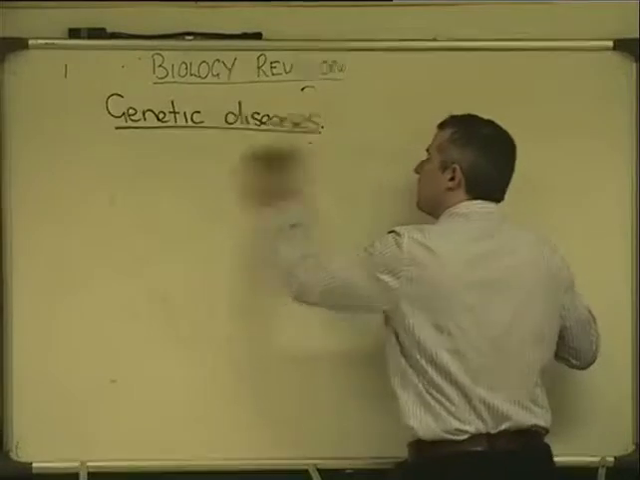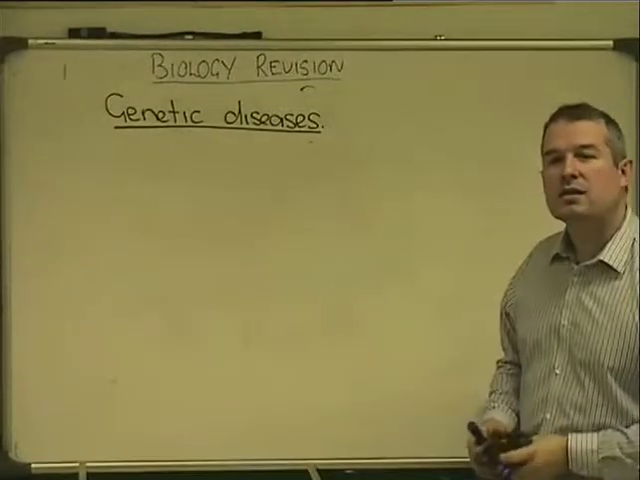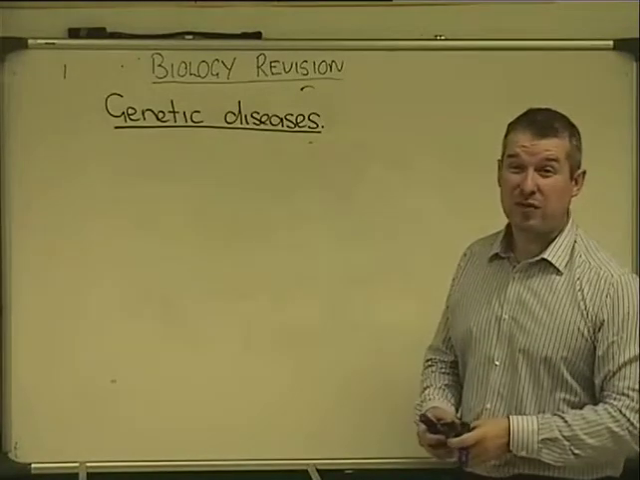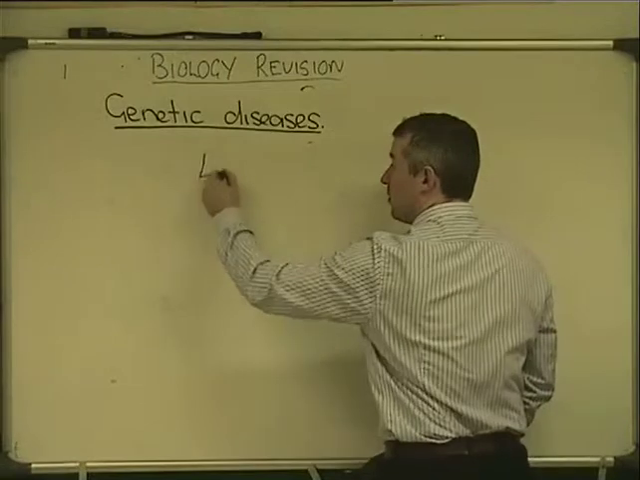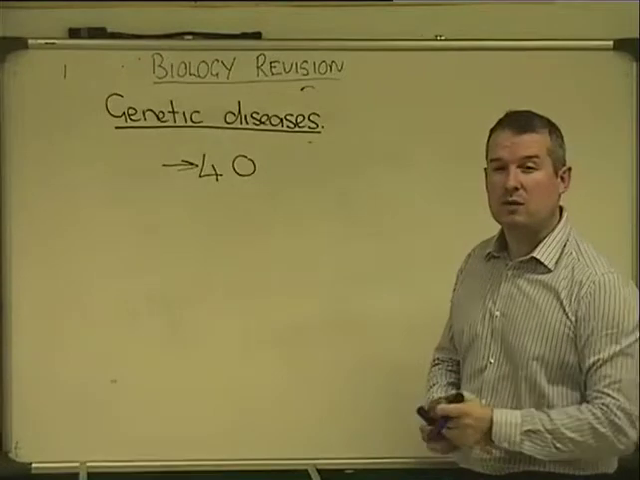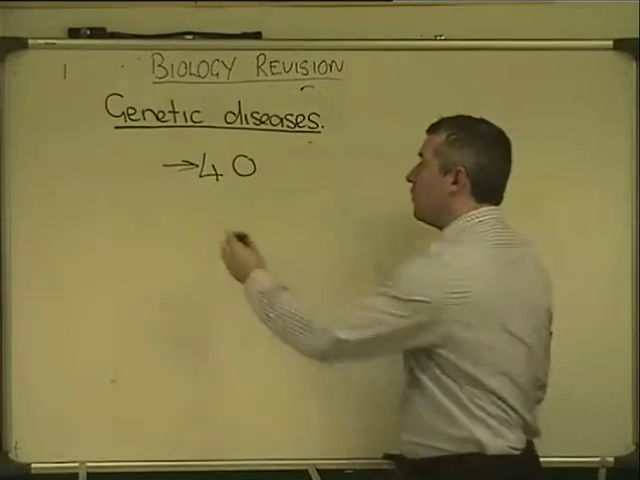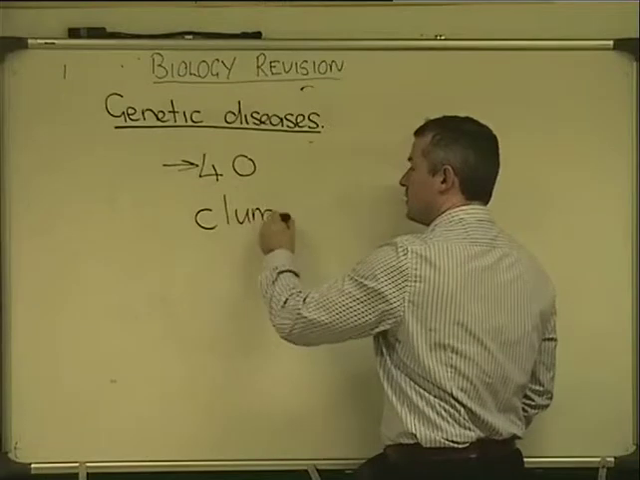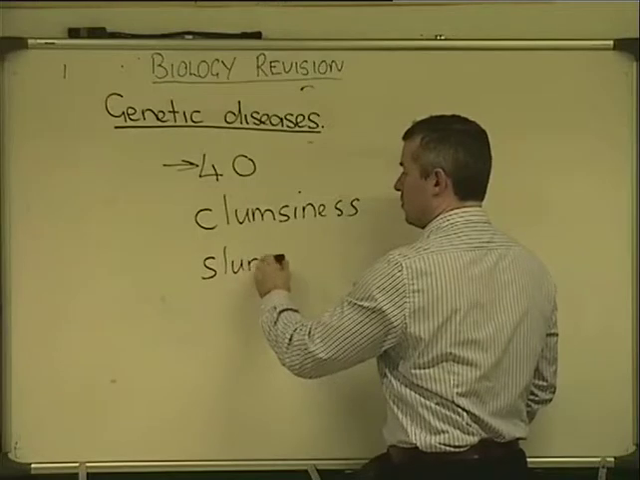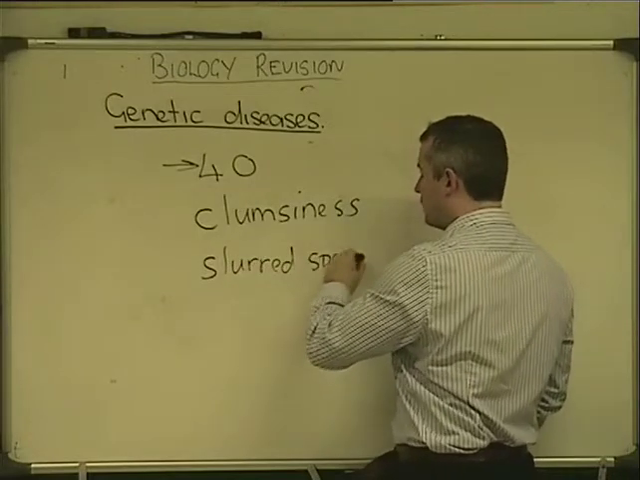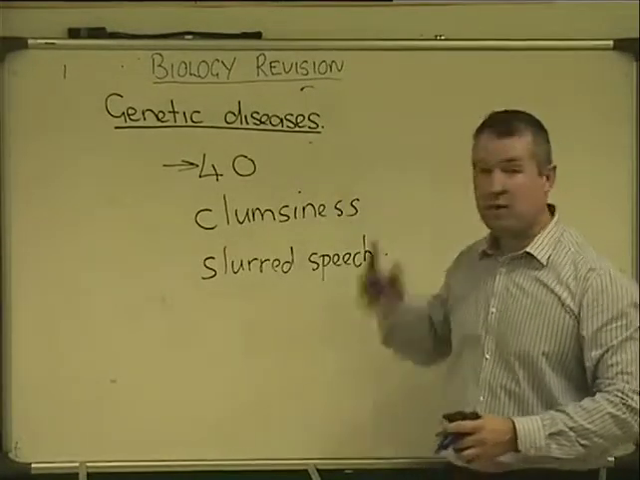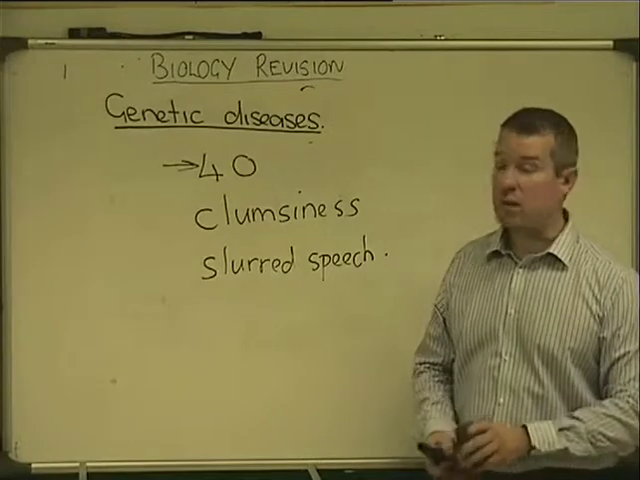Now, the symptoms of cystic fibrosis and Huntington's disease are things you need to know. Remember that Huntington's disease causes brain wasting over a period of time. It's not normally apparent in a person until they pass about the age of 40, although sometimes you do find it in younger people, okay? Some of the symptoms are clumsiness, slurred speech, and later on, as the disease gets worse, you start to see a progressive deterioration of their movement as well, so then they end up in a wheelchair.